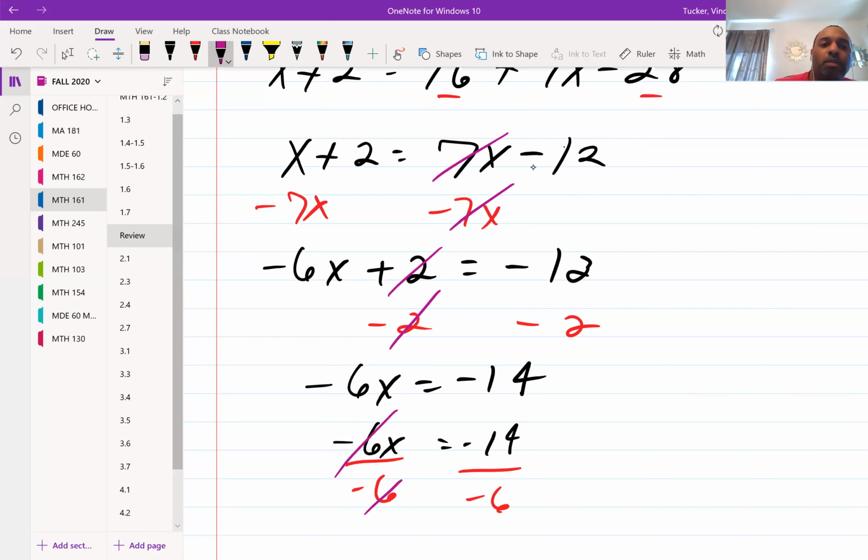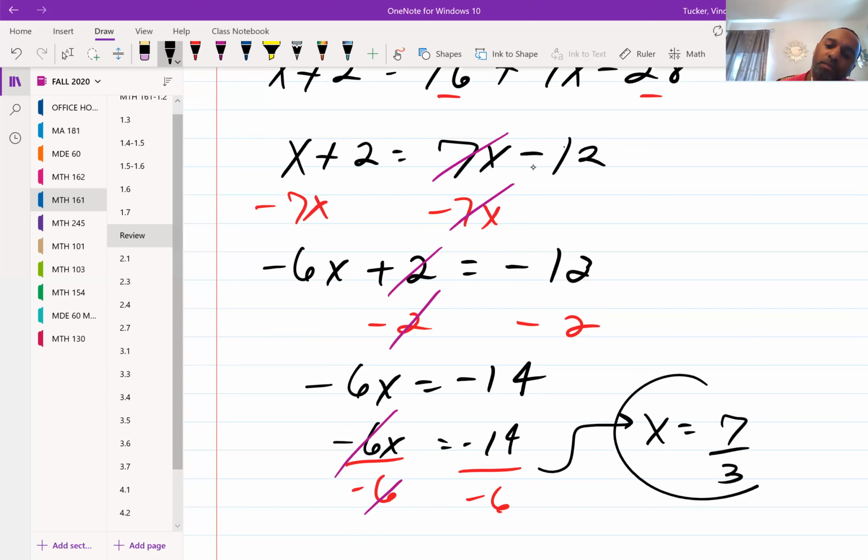All right, let me keep writing. And -6x equals -14. -6, x equals, okay. All right, so you good? Yeah. Another one, number 5.